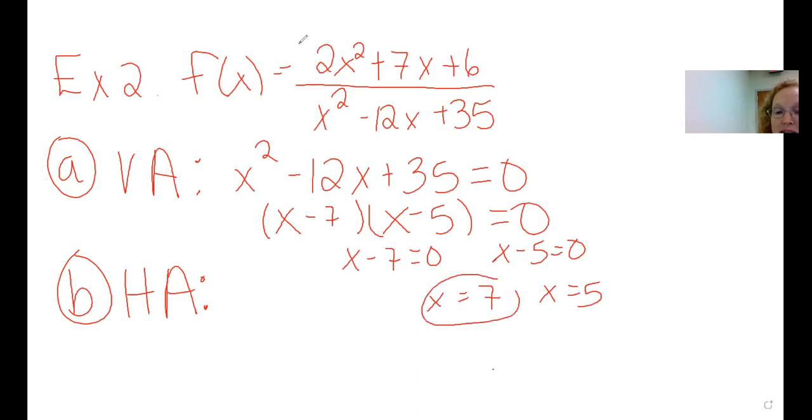One equation is x is equal to 7. One equation is x is equal to 5. Now in a minute, I'm going to show you what that would look like on a graph. But for right now, we have two asymptotes. So I want you to notice something. In example 1, we only had one vertical asymptote. Here we have two. You can have more than one vertical asymptote. You don't have to, but you can.